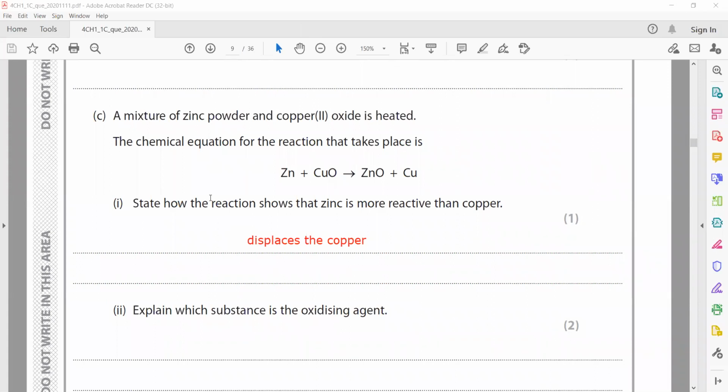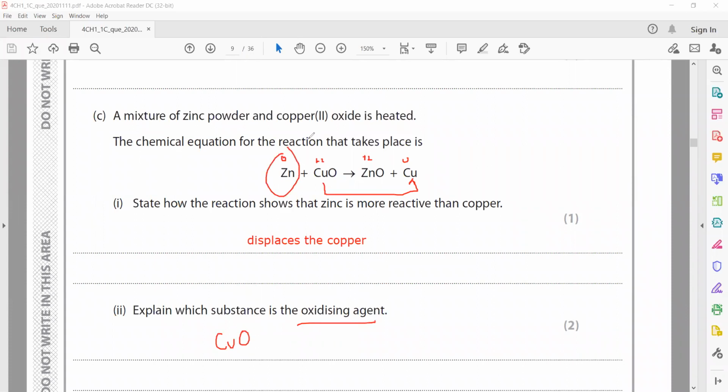Explain which substance is the oxidizing agent. The oxidizing agent itself is reduced. So which substance is reduced? Here we have zinc 0, it becomes +2, and copper is +2, it becomes 0. So the substance which is reduced, copper, is reduced. So if copper is reduced, it is acting like an oxidizing agent. So we can write copper oxide as the oxidizing agent.